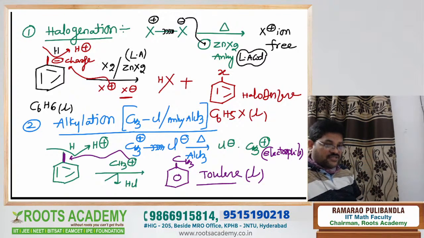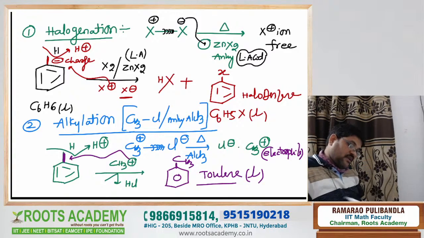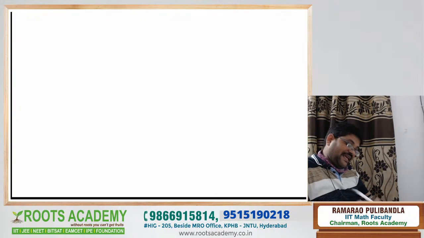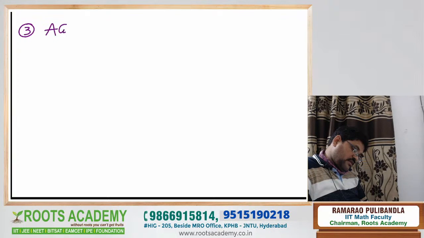Electrophilic substitution reactions, and you get toluene. That is the second reaction, alkylation. And come to the third reaction. The third reaction is acylation. What is the third reaction given? The third reaction given is acylation.